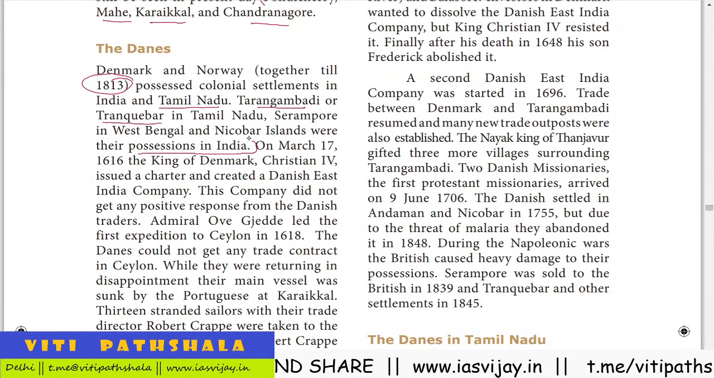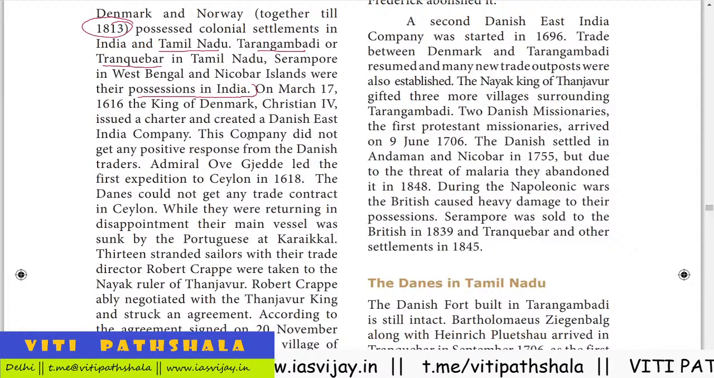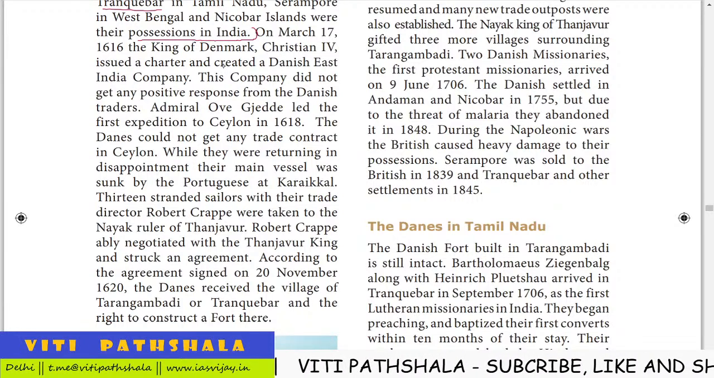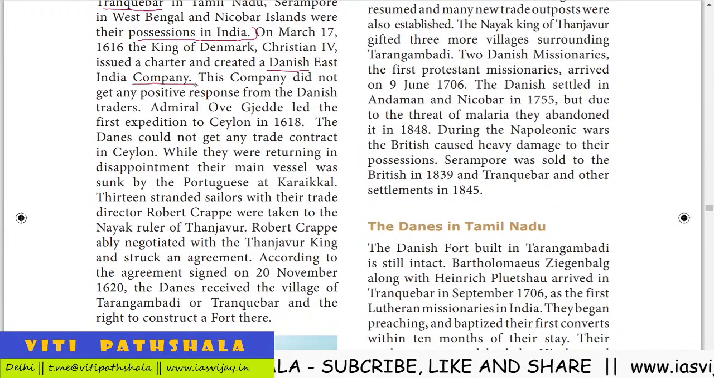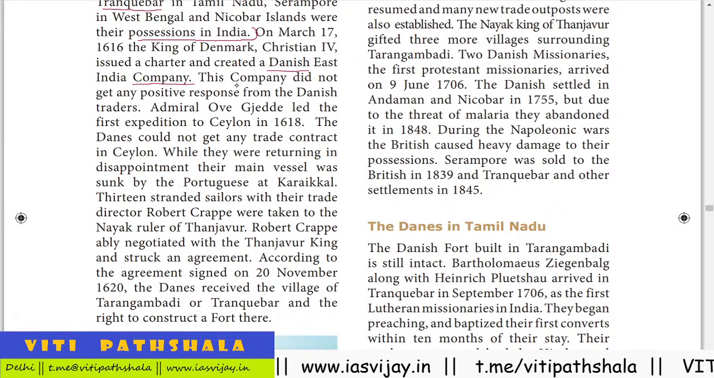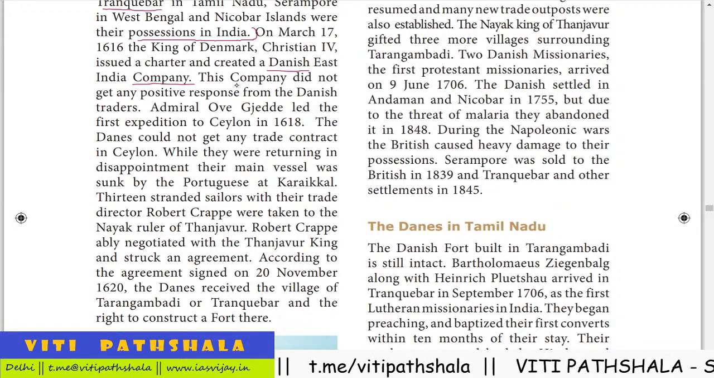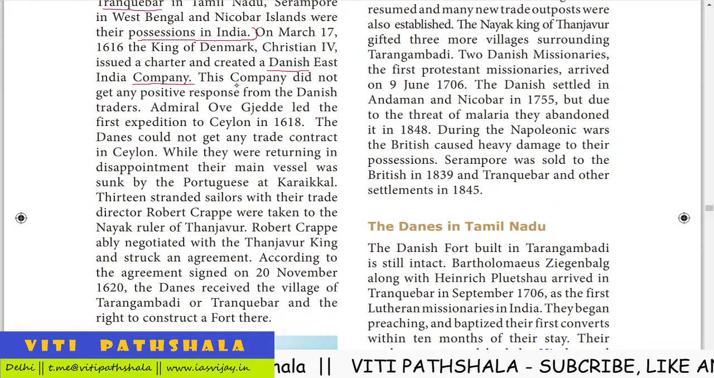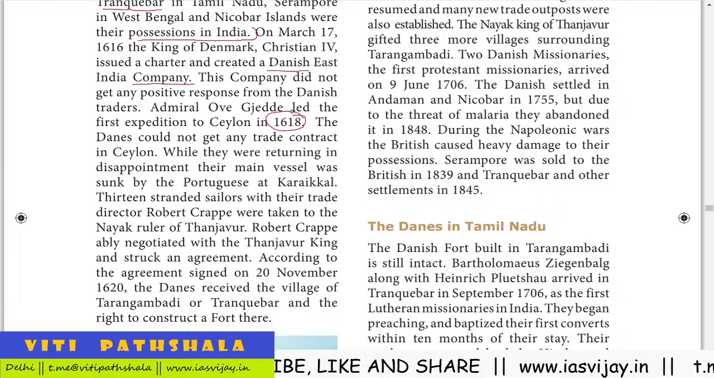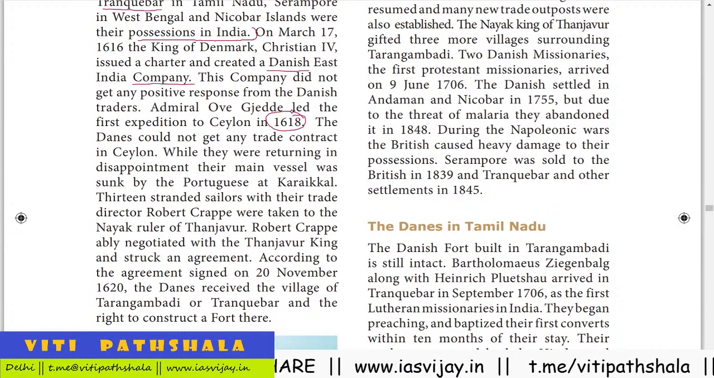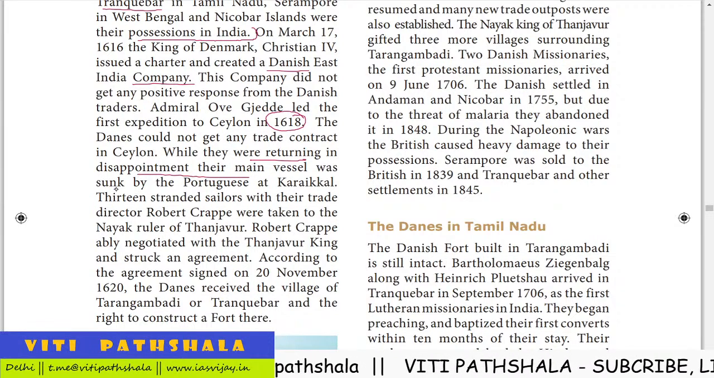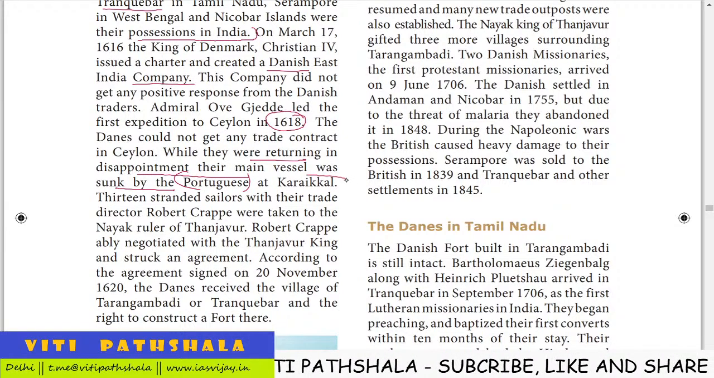On March 17, 1616, the King of Denmark, Christian IV, issued a charter and created the Danish East India Company. This company did not get any positive response from the Danish traders. Admiral Ove Gjedde led the first expedition to Ceylon in 1618. The Danish could not get any trade contract in Ceylon. While they were returning in disappointment, their main vessel was sunk by the Portuguese at Karaikal.